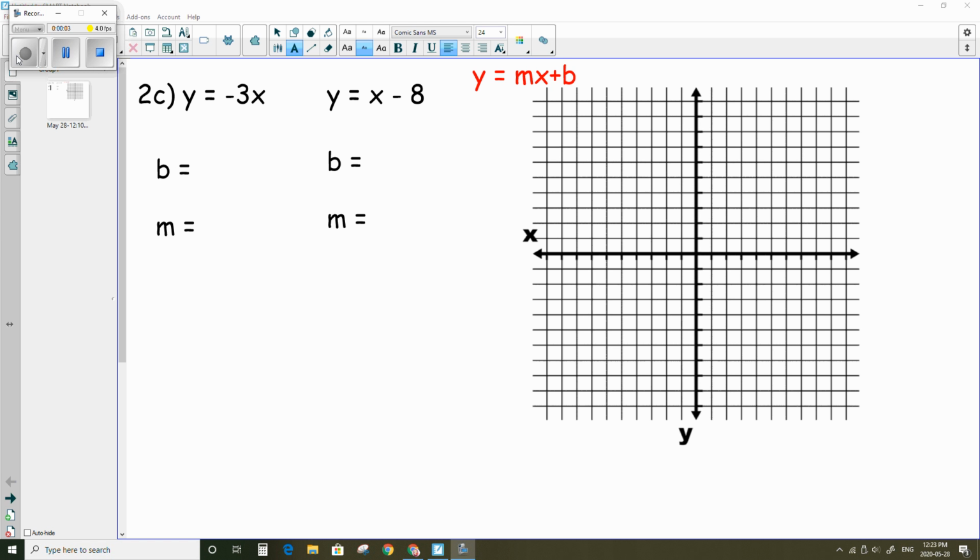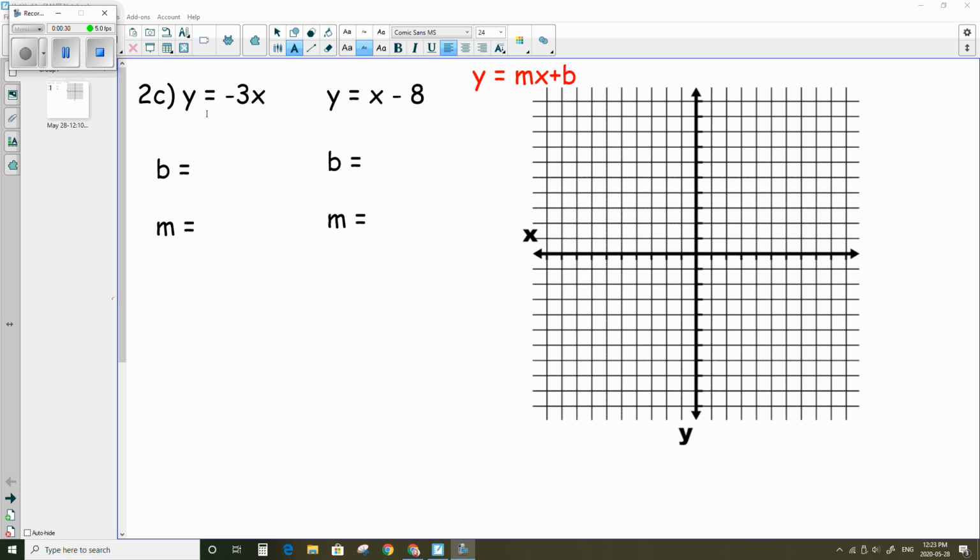Hi everyone, so I'm just going to take you through question 2C from the homework that was assigned on Monday. In this question you're given two equations and the question says determine the point of intersection if it exists for each set of equations, use graph paper. So I just took a little screenshot of a graph that I found on the internet, and I'm going to use that for my graph paper here.